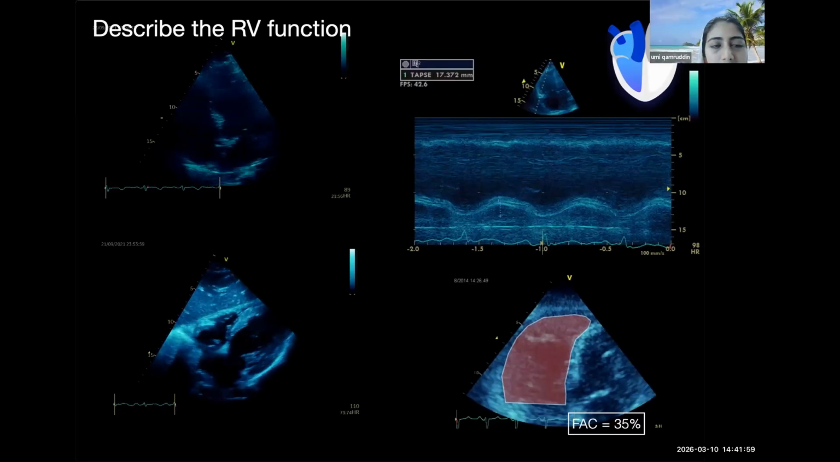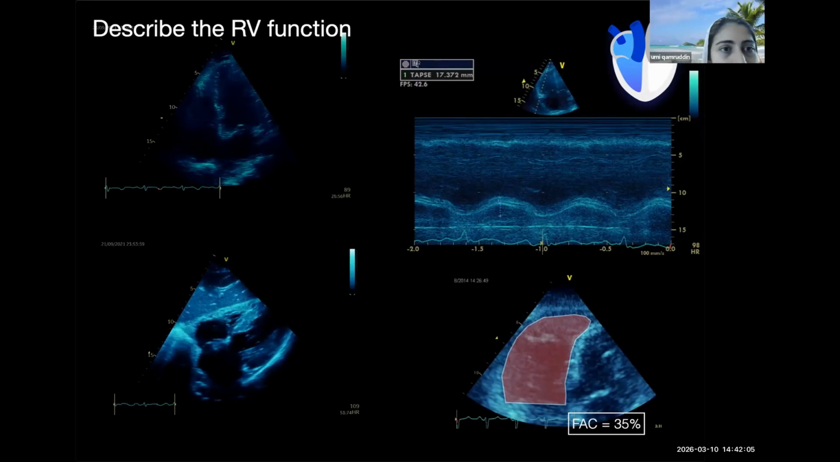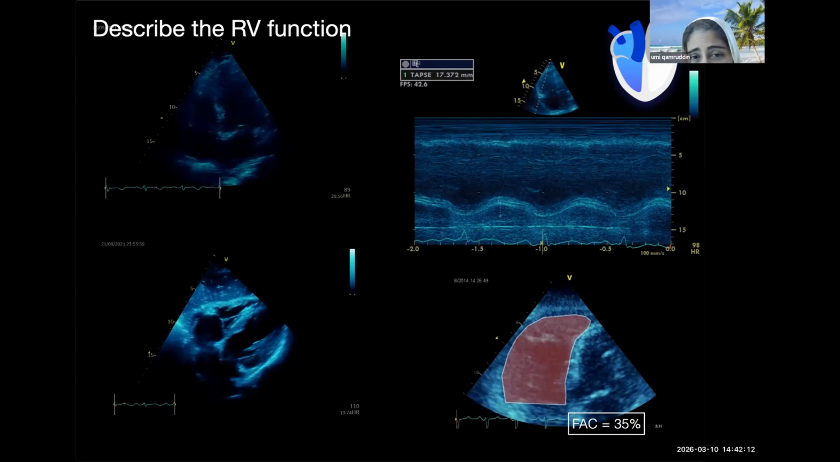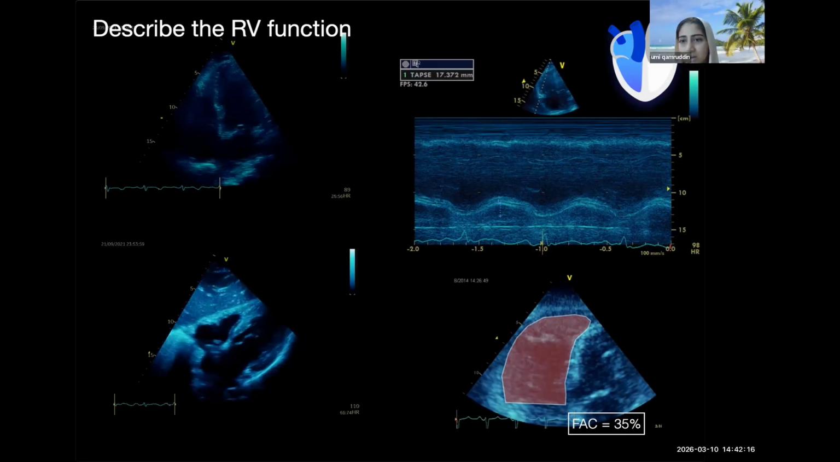So the image quality of the apical four-chamber is really suboptimal. But again, the LV function is still looking normal in that. And in the subcostal, the RV function is normal. The fractional area change, I need to look at the 2D quality to really interpret whether I can take the fractional area change. Just numerically, the number 35% is normal.